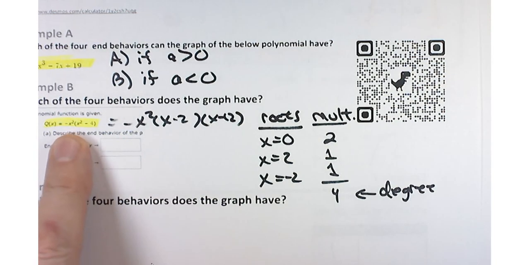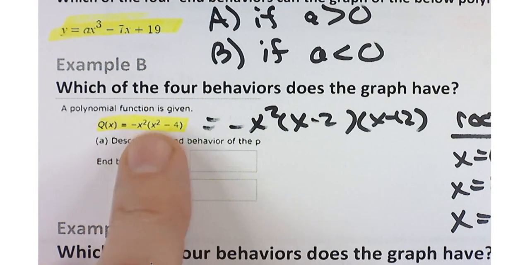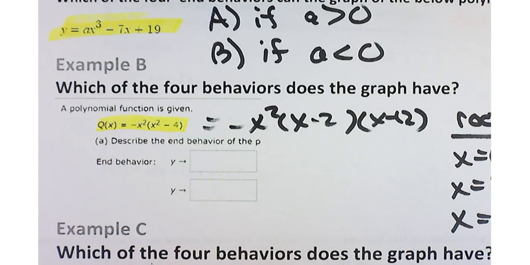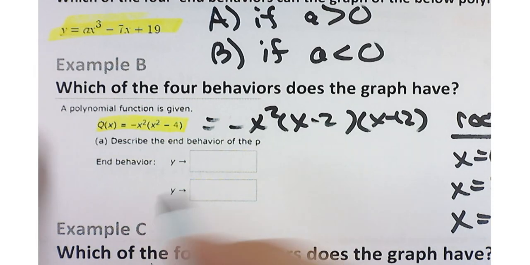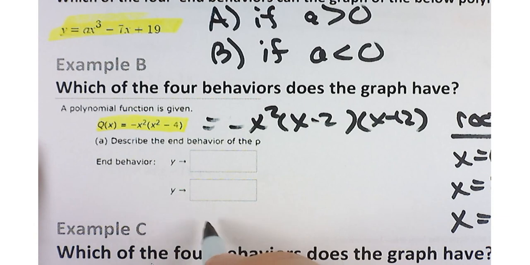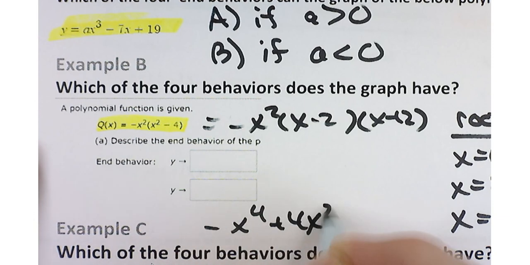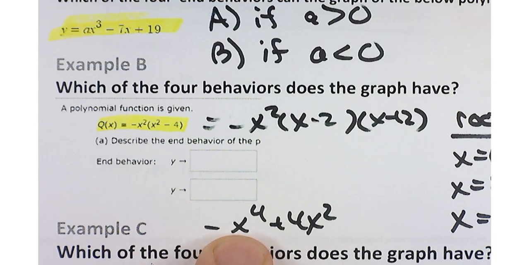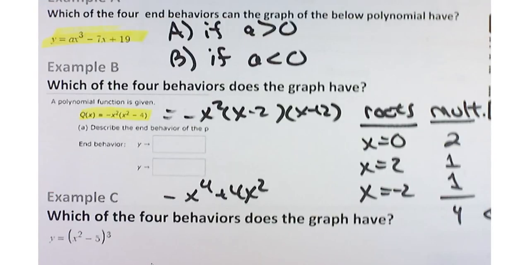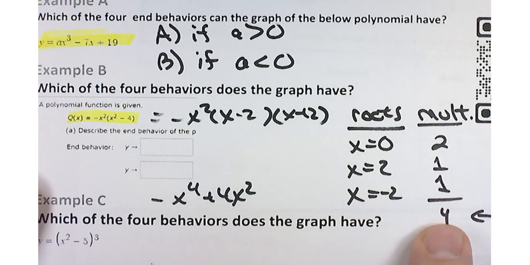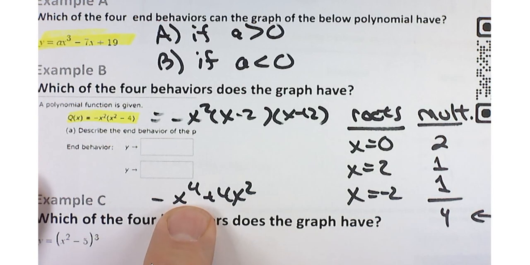But if you look here, if you distribute a negative x squared times x squared, that's going to give you a negative x to the 4th. And that negative x to the 4th would be your leading term. So negative x to the 4th plus 4x squared. Your degree is 4. So you can do your degree in a couple ways. You can add up the roots and their multiplicities, or you can look at the highest power. Both of them give you the same information.